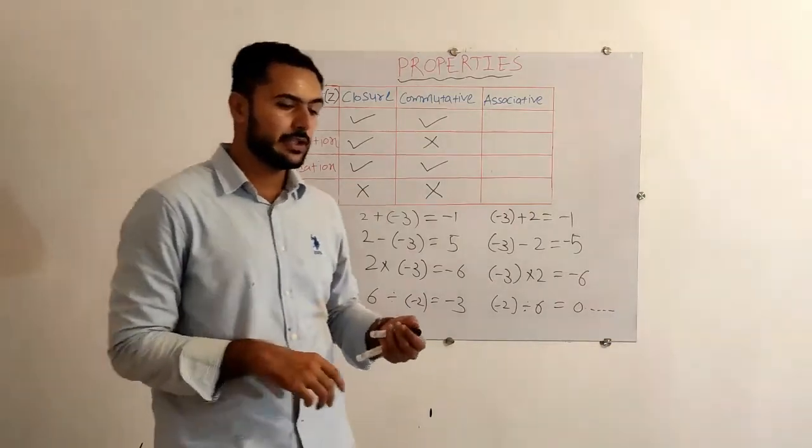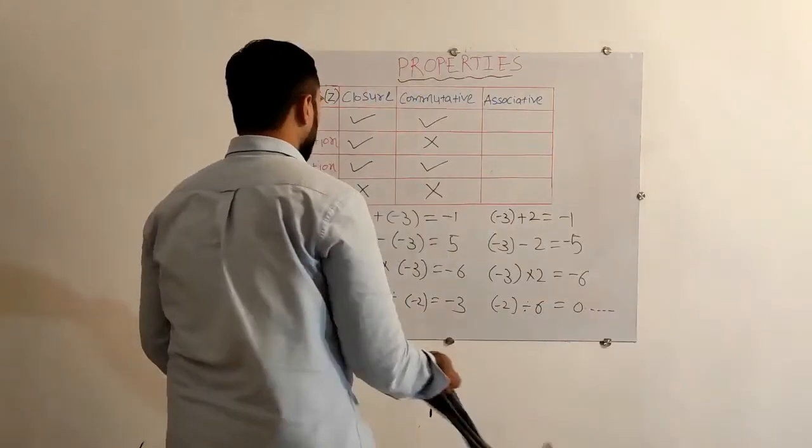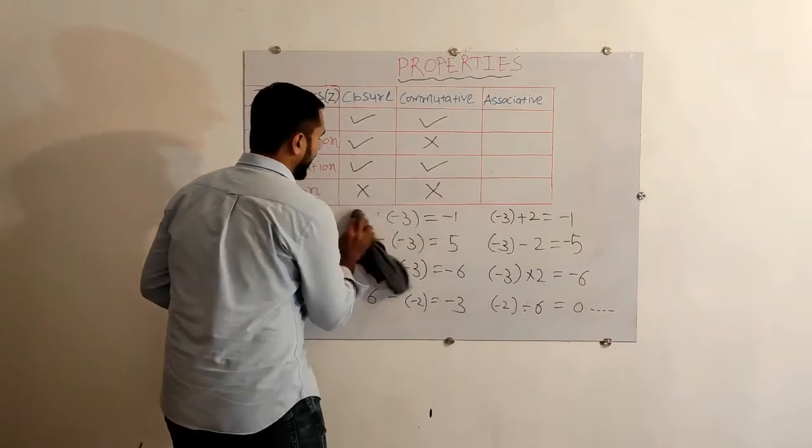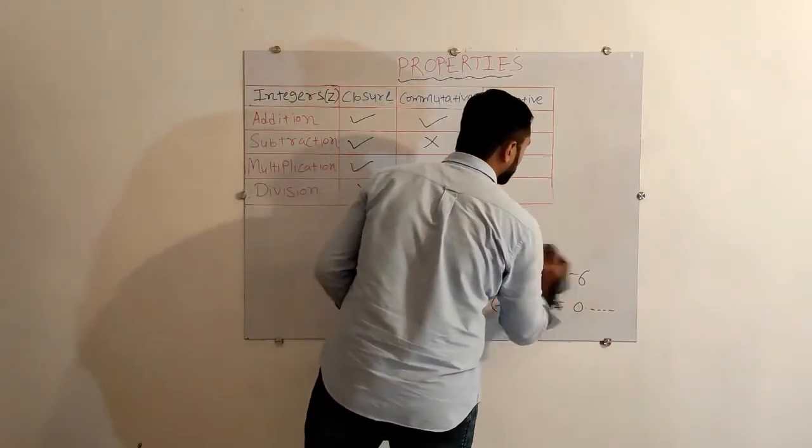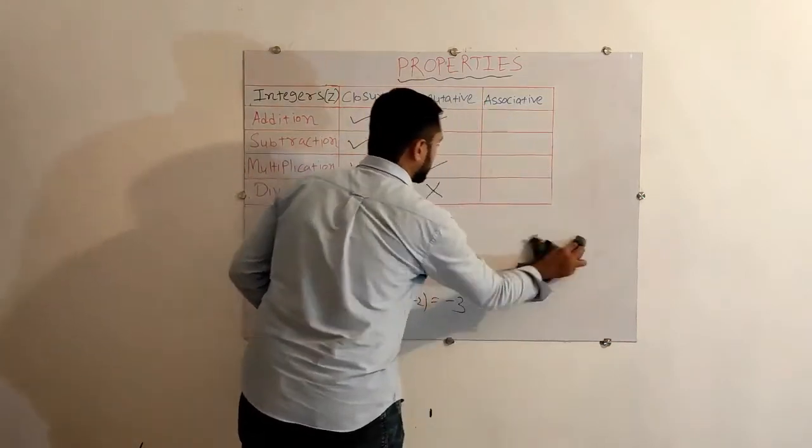Now we will check the associative property. What will we do in associative? We have to select any three numbers from the same group, the same type of number. Here we are doing it for the integers.